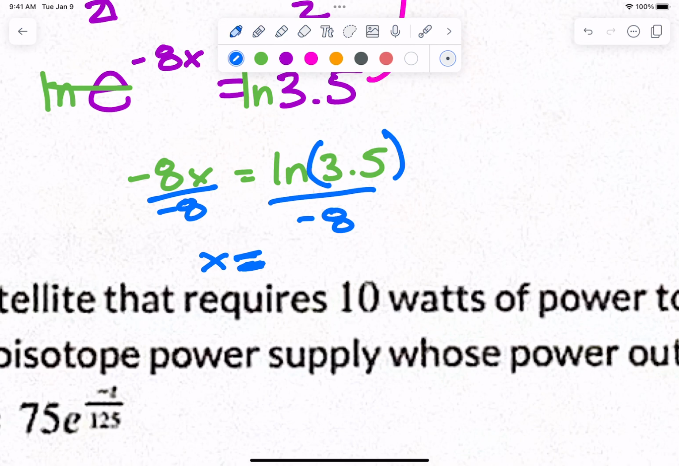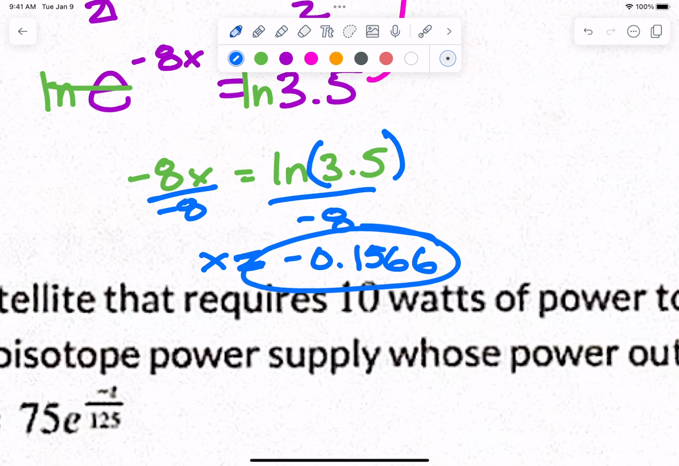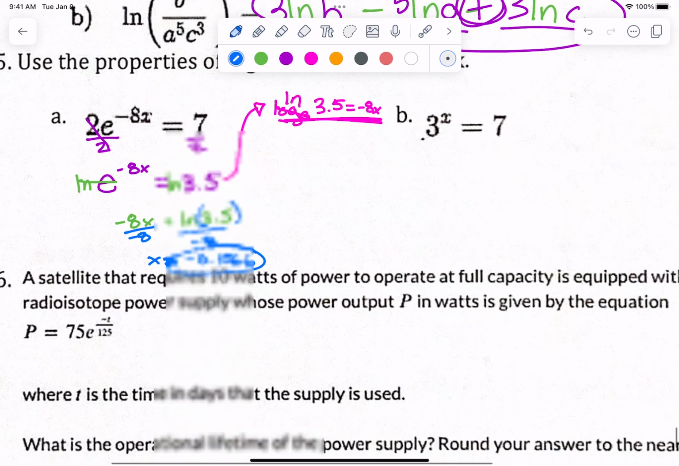Negative 0.1566. We'll go 4 decimal places. Usually in log world, they have you go 4 decimal places.